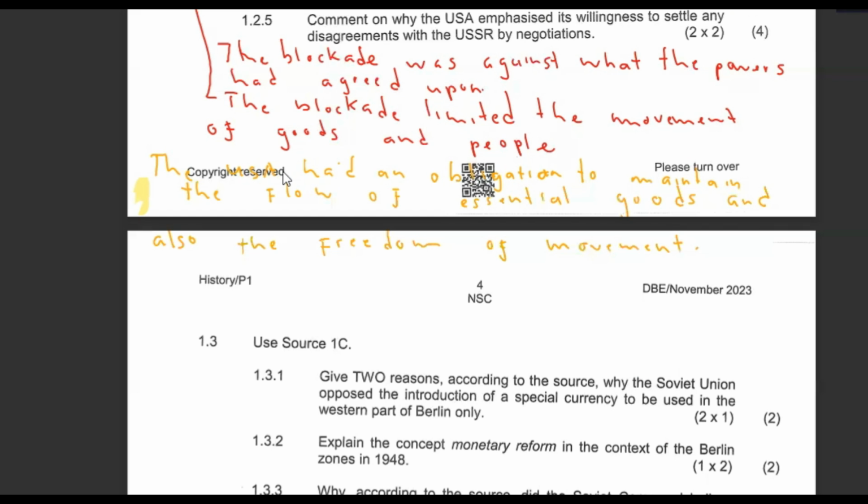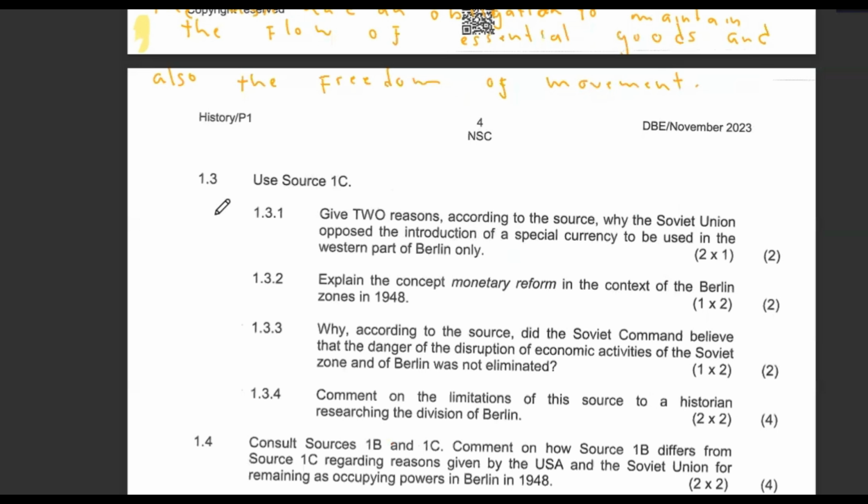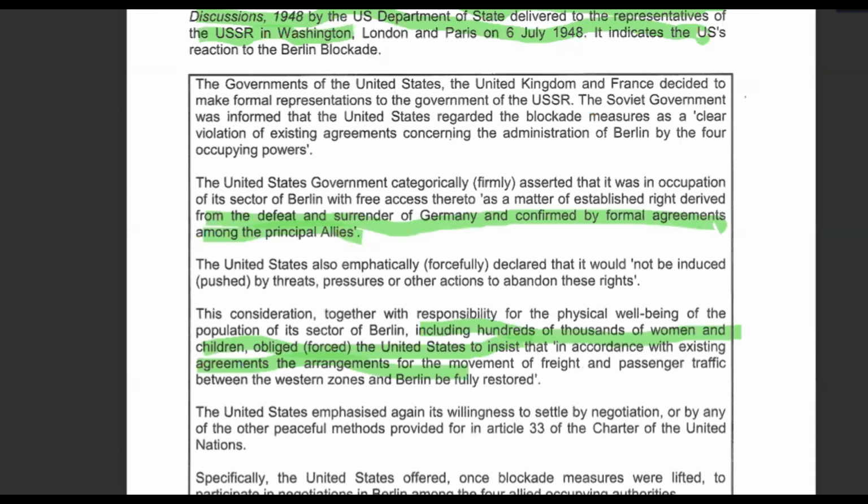So these are the two suggested answers for that particular question. Now let's move on to the next source, which is source 1C. We need to refer to the source itself. So firstly, we look at the source itself, source 1C.